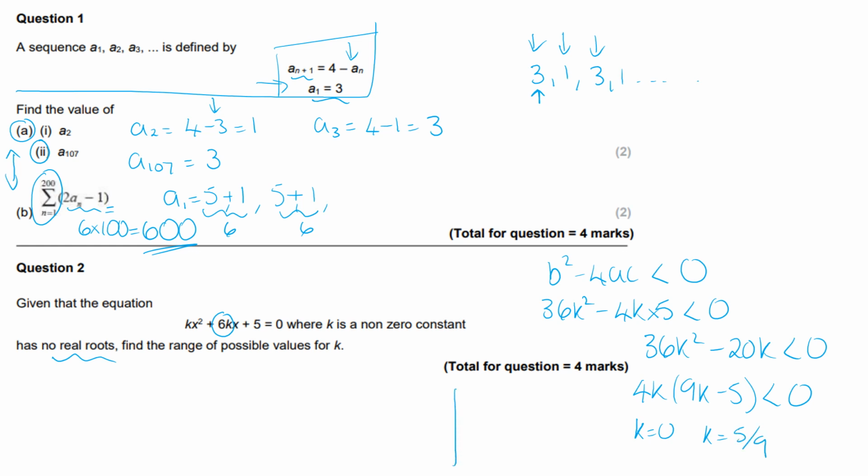So if I was plotting this quadratic, it would go through at 0 and 5/9, and we want this quadratic to be less than 0. So the range, whenever you're asked for a range, it's an inequality, and k is between 0 and 5/9, and then we will have no real roots.